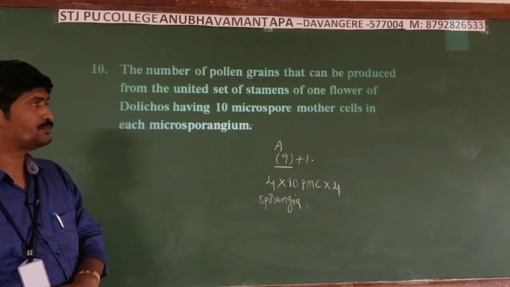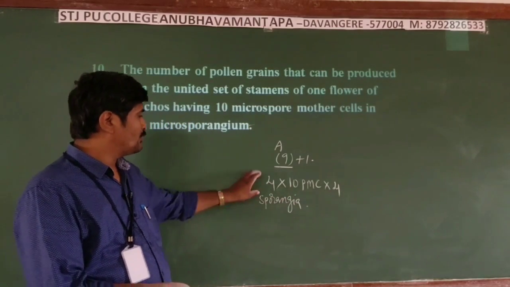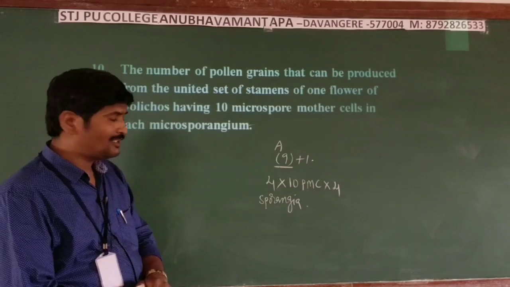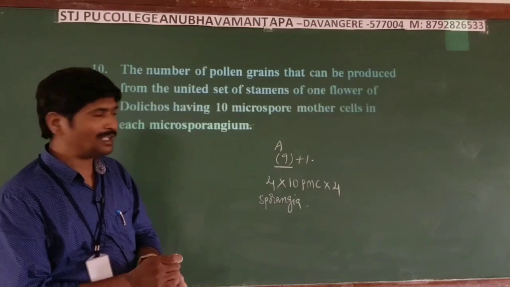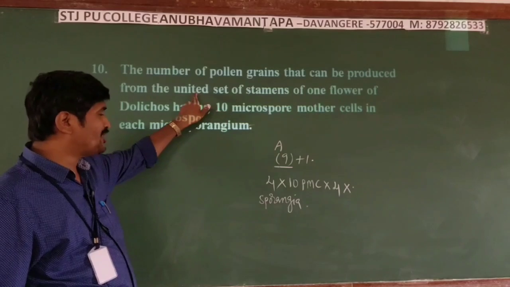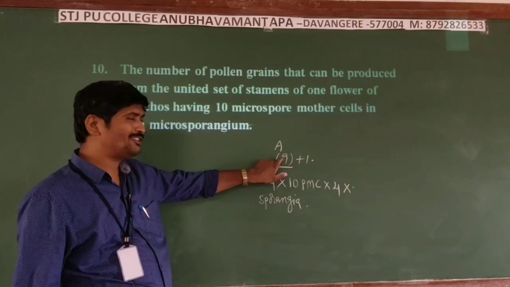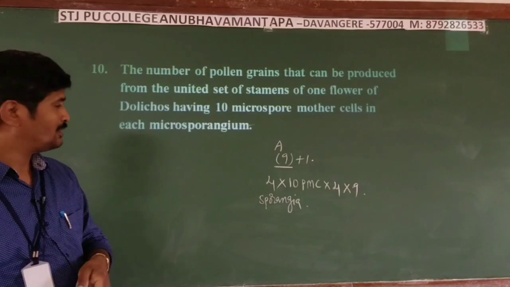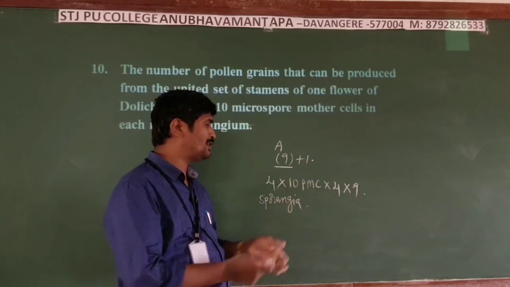4 pollen grains. Total, here the 4 microsporangia, 10 pollen mother cells into 4. Each pollen mother cell gives rise to 4 pollen grains, into how many stamens? United set of the stamens of one flower. What are the united stamens here? 9. This is the answer: 10 into 4 into 10 into 4 into 9.